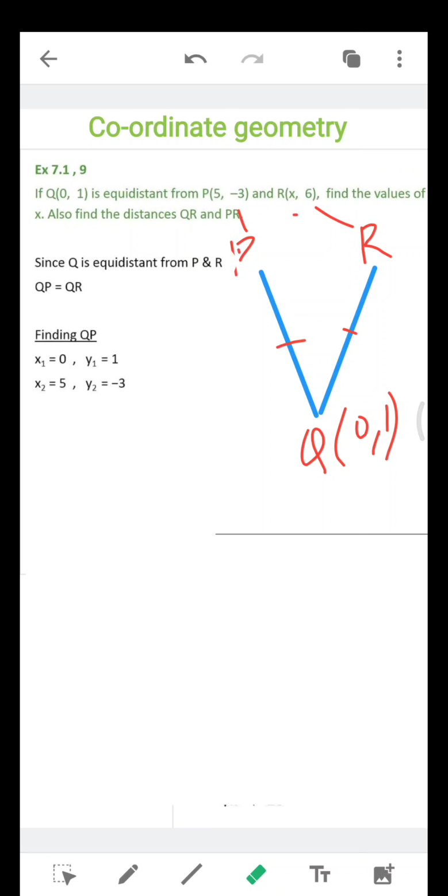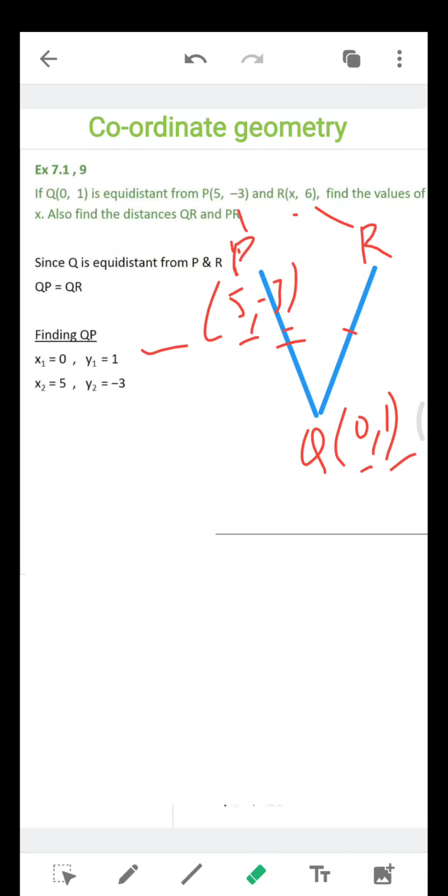So from Q and P I have taken x1, y1. What is our Q? 0, 1. So x1, y1 is 0 and 1. x2, y2 is 5, minus 3, because we are taking Q and P. I am finding the distance QP. So I am taking the points Q and P. So what is the point P? P is 5, minus 3. So this will be your x1, y1 and x2, y2.